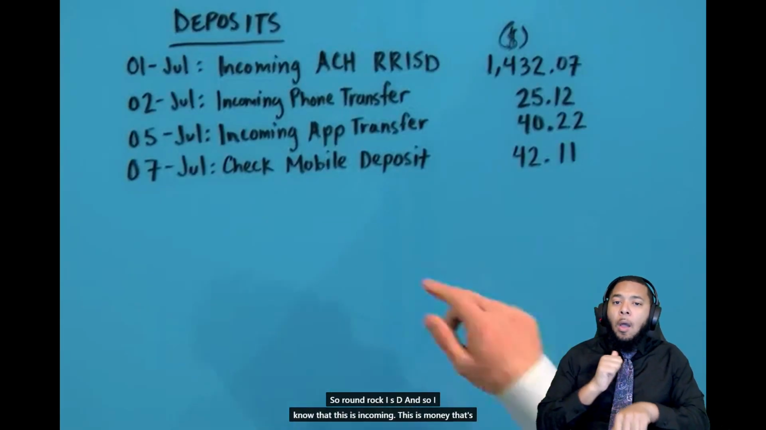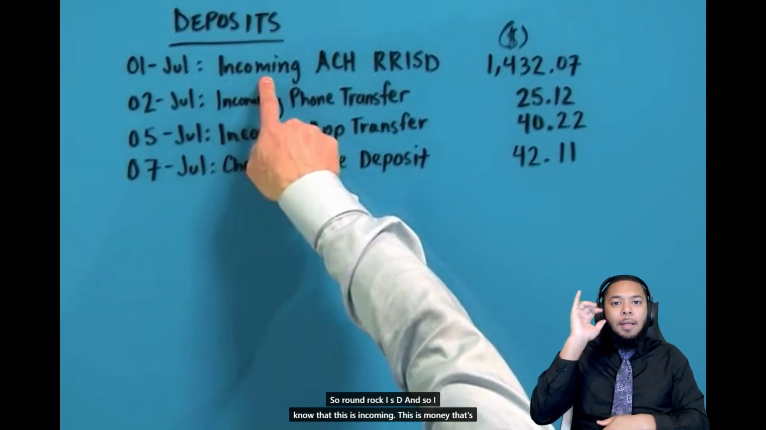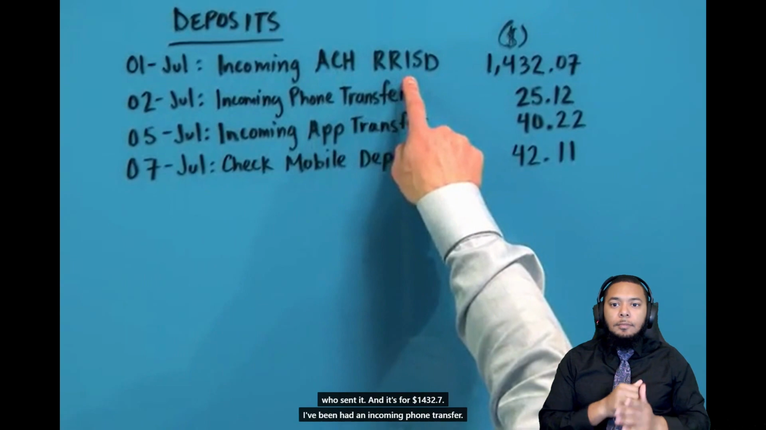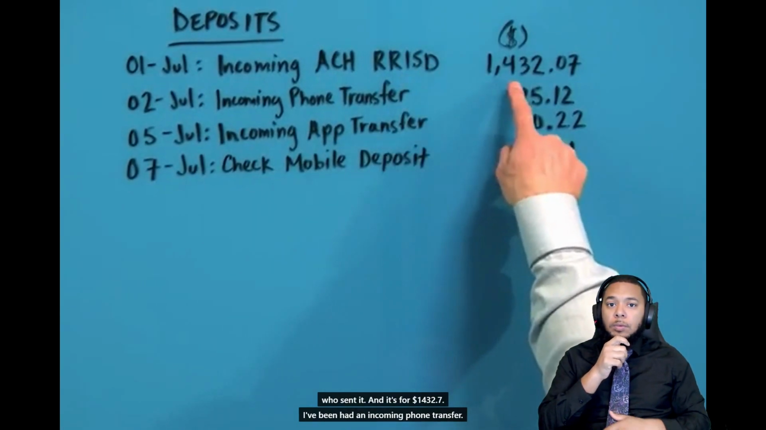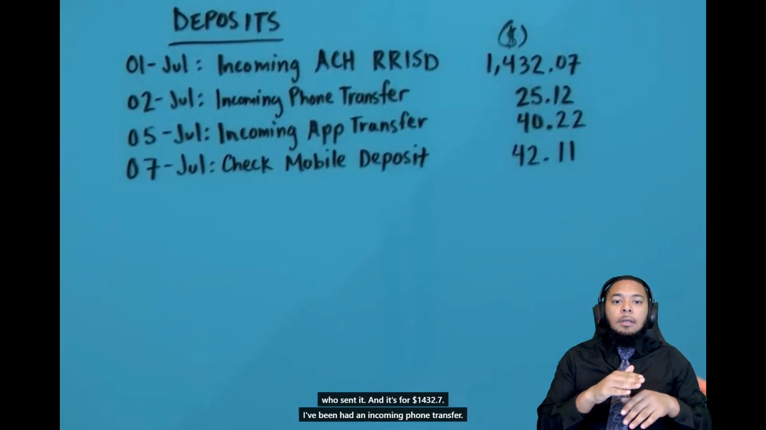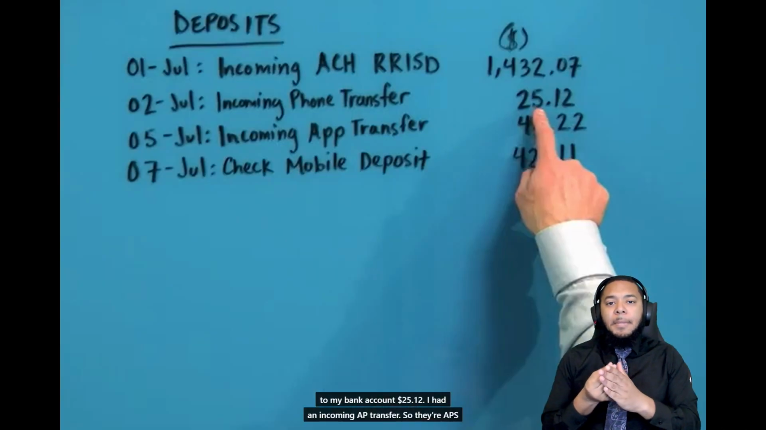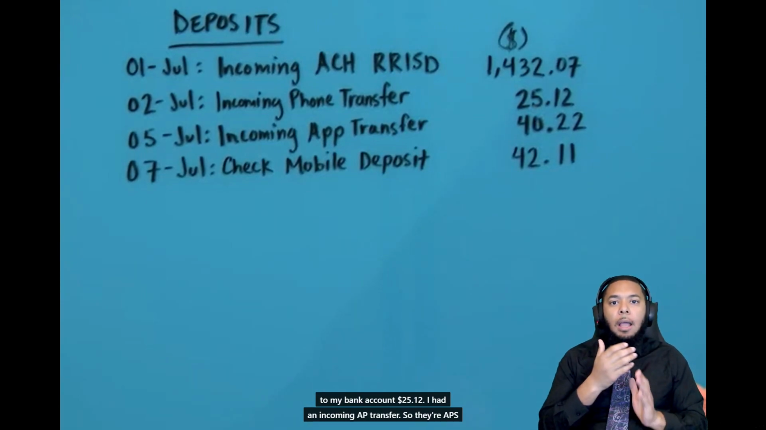RRISD was my employer, so Round Rock ISD. And so I know that this is incoming, this is money that's going to grow my bank account, this is who's taking care of it, and this is who sent it. And it's for $1,432.07. I then had an incoming phone transfer. So somebody sent me a text message and paid me, and that automatically transfers to my bank account, $25.12.